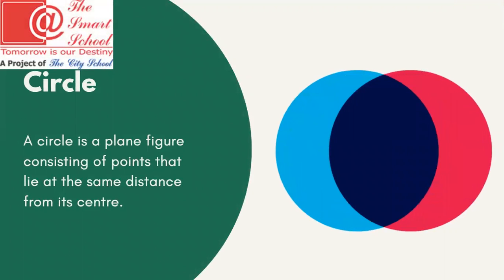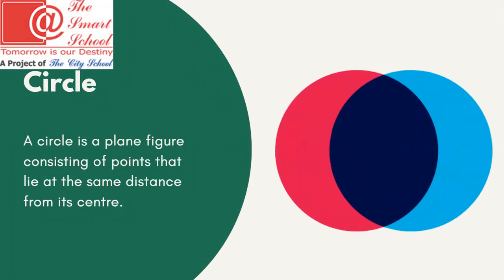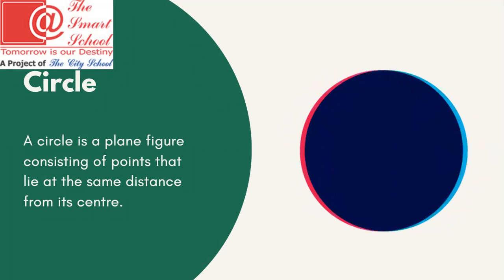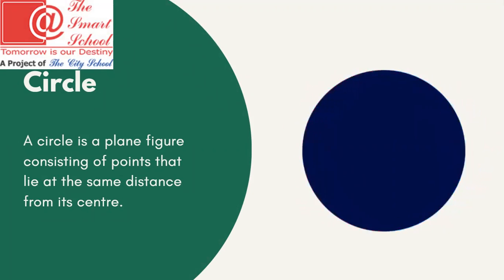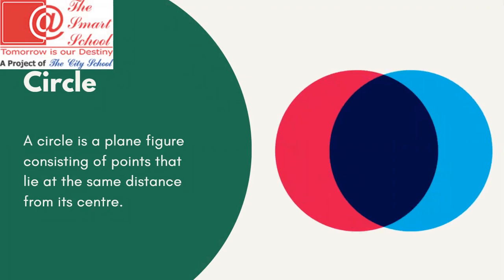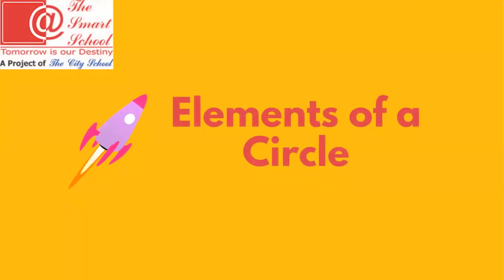A circle is a plane figure consisting of points that lie at the same distance from its center. Dear students, a circle is traced on a plane in such a way that the distance from the moving point to the fixed point is always constant. Now we will talk about the elements of a circle.